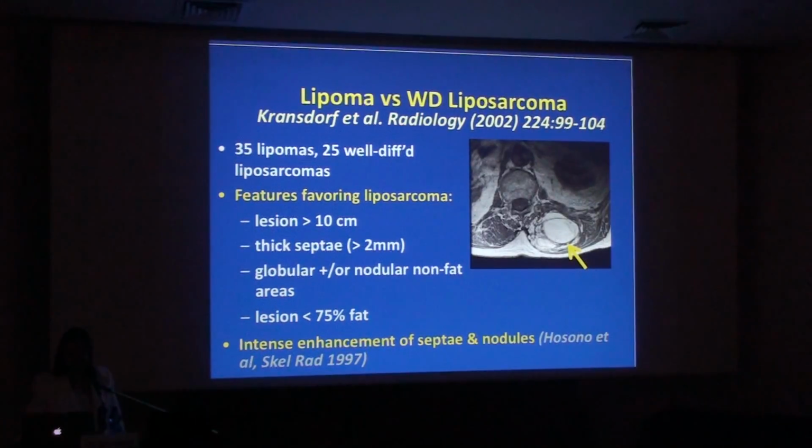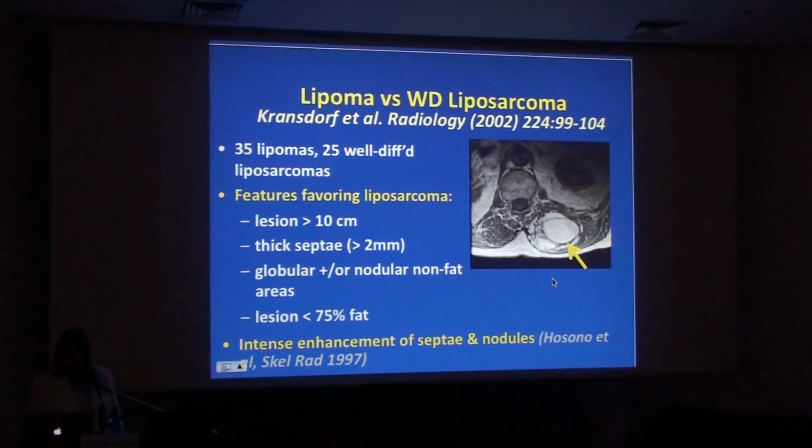favor liposarcoma. So when the lesion is large, greater than 10 centimeters, when the septae are more than 2 millimeters thick, so thickened septae, when there are globular or nodular non-fatty areas within the fatty mass, and when the lesion is comprised of less than 75% fat.